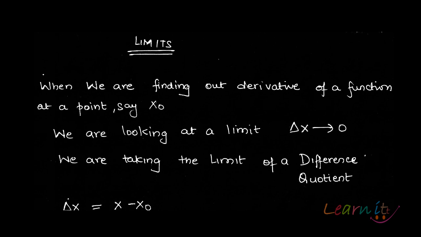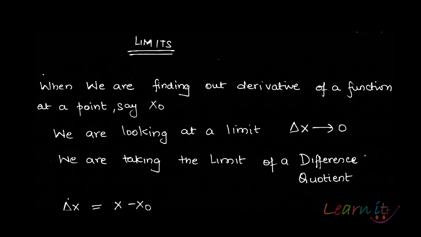Having spoken about the difference quotient and then finding the first principle derivative, now let me introduce you to the concept of limits. What we have been actually doing is finding the difference quotient and then looking at what happens as the change in x tends towards 0, or the change in x is almost negligible. What are we actually doing? We are taking a limit, delta x tends to 0.